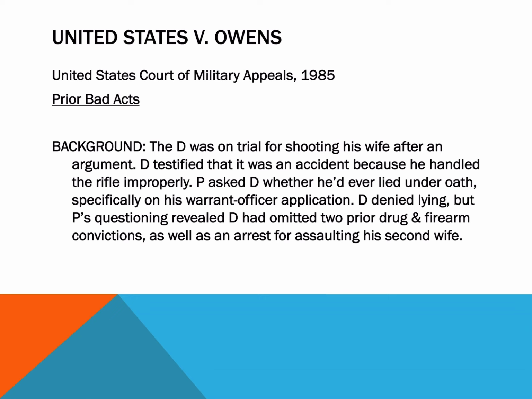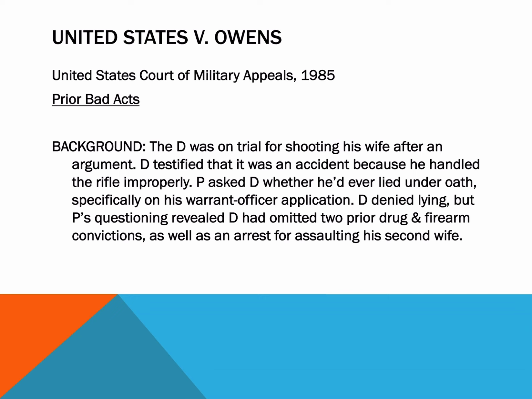Our next case is United States v. Owens. This is a United States Court of Military Appeals case from 1985. And here we are discussing the issue of prior bad acts. As background, the defendant was on trial for shooting his wife after an argument.